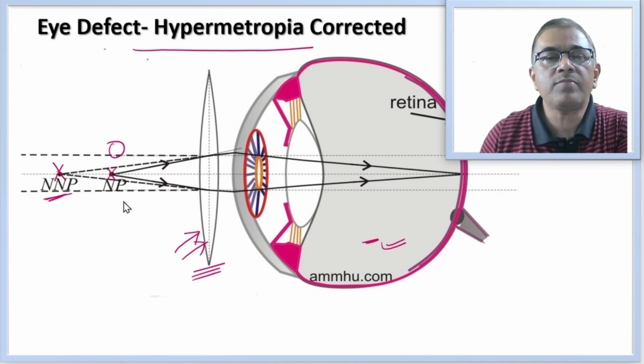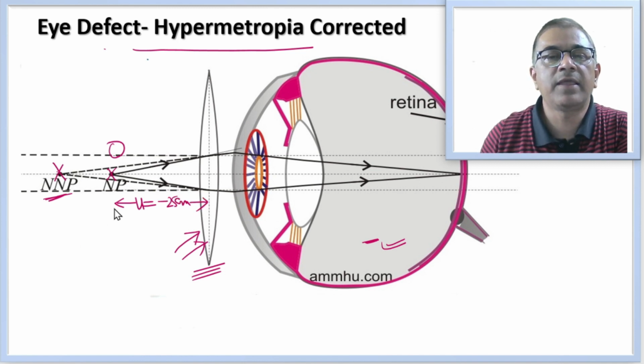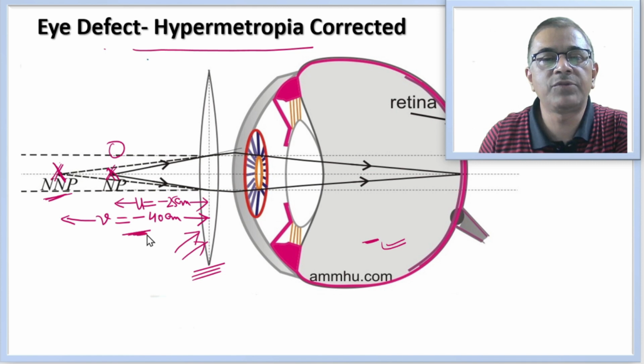So let's see, for this case, U is equal to, I'm talking about for this lens. This lens effectively touches the cornea, so U is equal to minus 25 centimeter. This is the object, and its image is formed at the near point. So V should be equal to, for the sake of clarity, 40 centimeter. It will be different for different individuals. This is an example I have chosen.